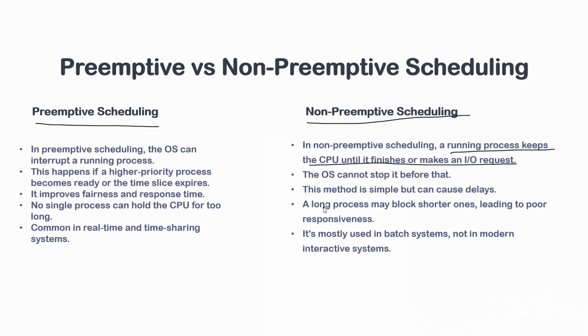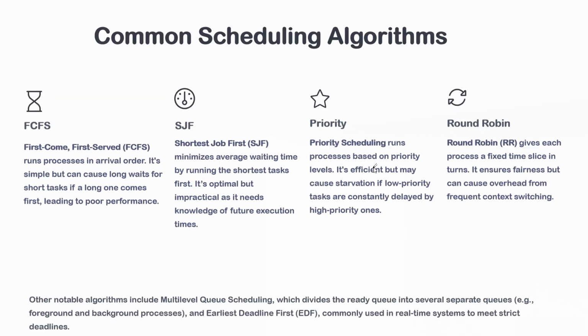Let's suppose a long process may block the shorter ones, leading to poor responsiveness. It is mostly used in batch systems, not in modern interactive systems. Now, we will take a quick look at common scheduling algorithms.